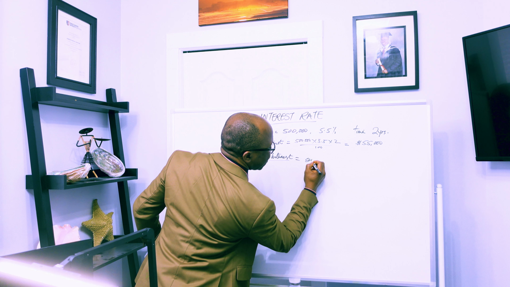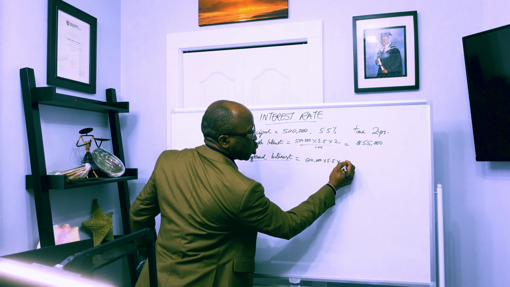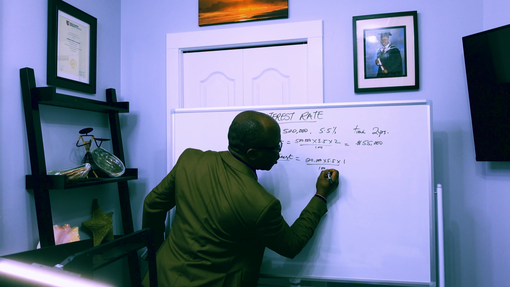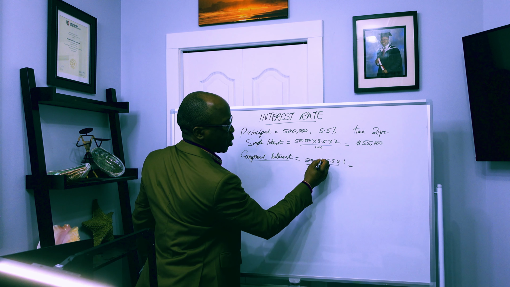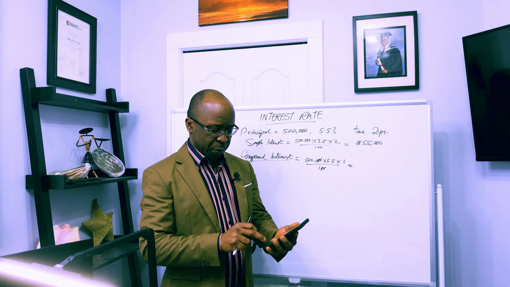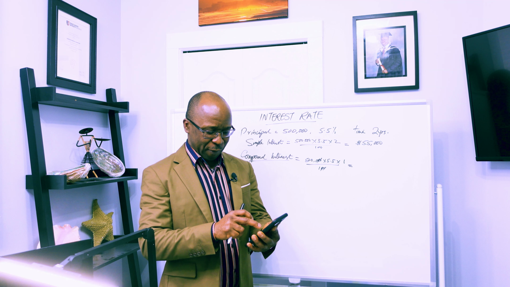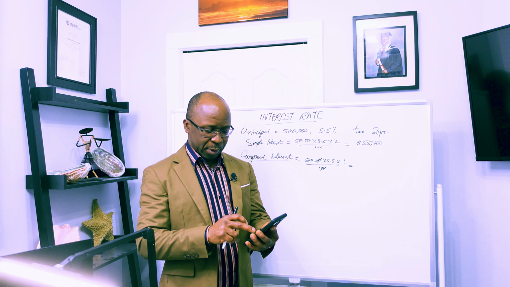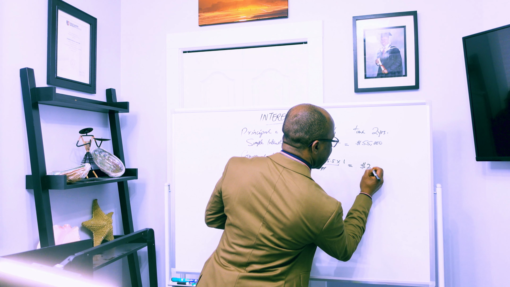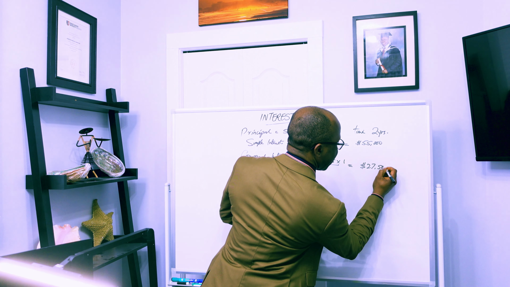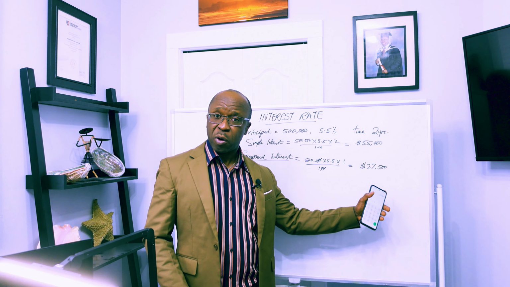500,000 times 5.5, times 1 over 100. So 5,000 times 5.5, we have 27,500. Okay, so the first year interest is 27,500, right?